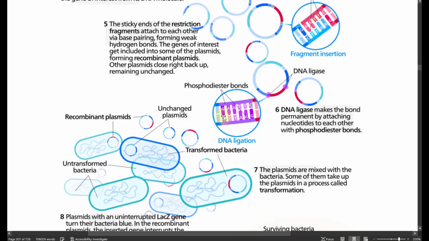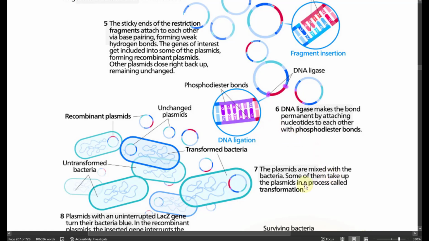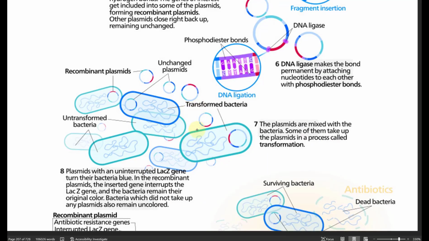And then what you can do is the plasmids are going to be mixed back in with the bacteria. And some of them take up the plasmids in a process called transformation. So you have transformed bacteria. This one's going to be blue. Yeah, this one's going to be blue. This is the unchanged one. So unchanged plasmid, it's still going to be called transformation.